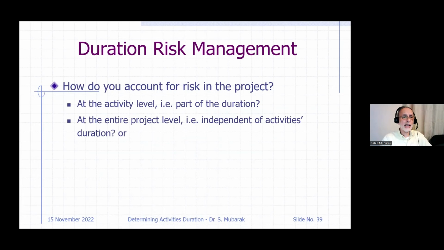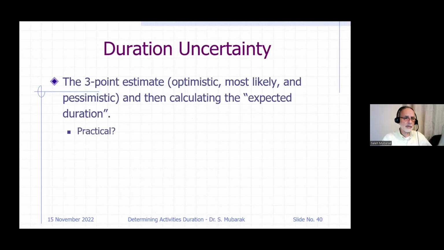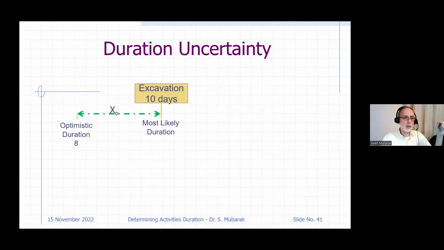How do I account for the risk? Is it within the activity, or outside the activity but within the project schedule, or both? You probably heard of the 3-point estimate, such as in PERT, the Program Evaluation Review Technique. But the reality is it's not practical. You're not going to go to the site and ask the foreman to give you 3 durations for each activity. But for you, Mr. Scheduler, implement that uncertainty in the duration, and I'll show you what I mean by that.